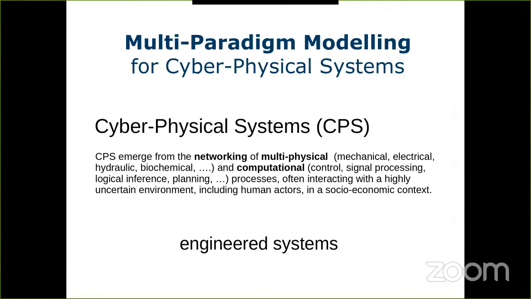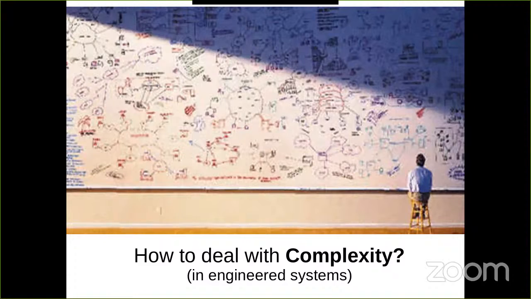So mainly MPM for CPS is about engineered systems, but that doesn't mean that we can't use some of these multi-paradigm modeling techniques to do science also. And of course, as we know, these two constantly cross-fertilize each other, science and engineering. And that's why BITS is such a great place, or places, I should say, given that it's distributed, because these two are indeed combined. Okay, so this slide will come back a number of times.